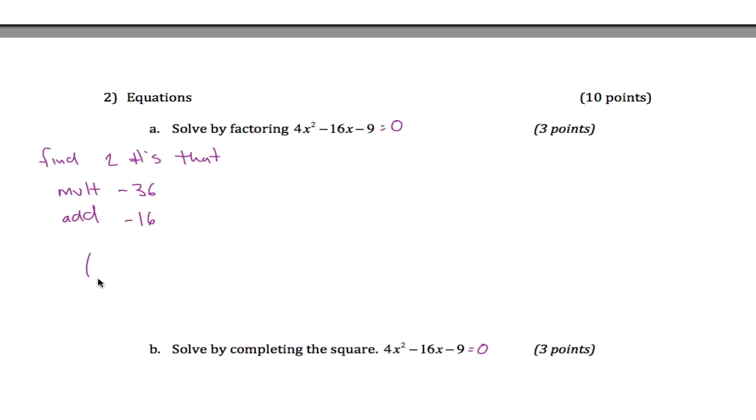If you mess with this for long enough, I think what you get is positive 2 and negative 18 does this trick. But we haven't factored this. This is just the first step. Maybe I even write that step 1 in this factoring by grouping method. We then go over here in step 2 and we replace negative 16x with 2x minus 18x. That is, we write this as 4x squared plus 2x minus 18x minus 9.